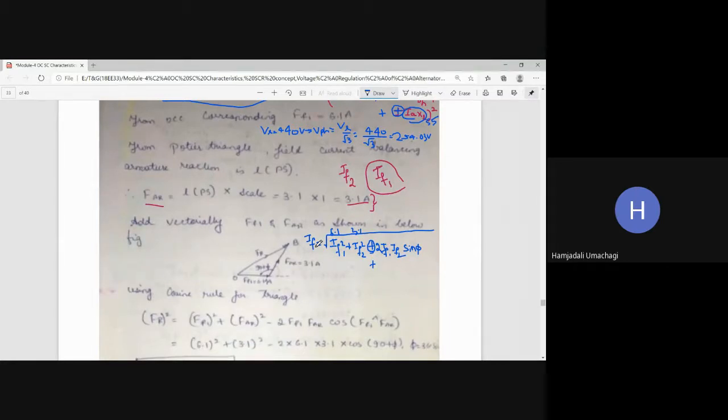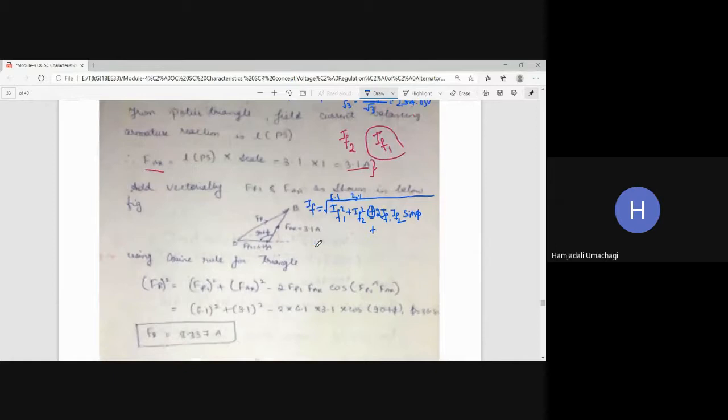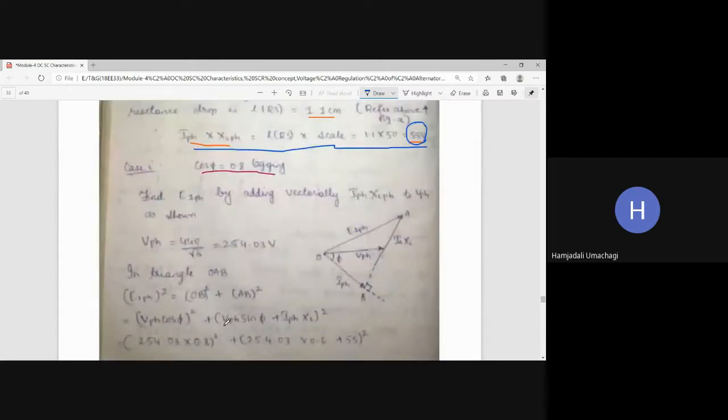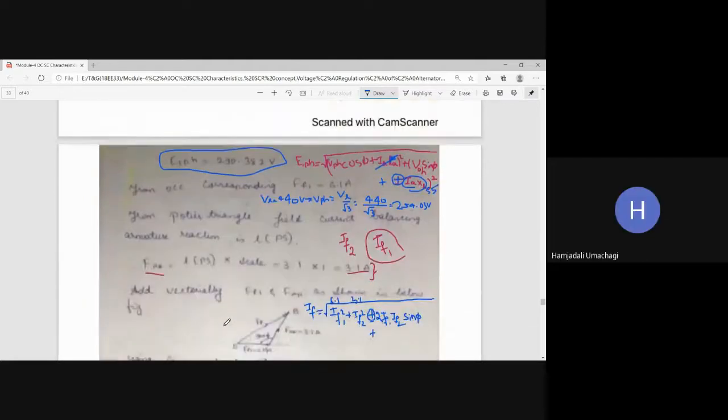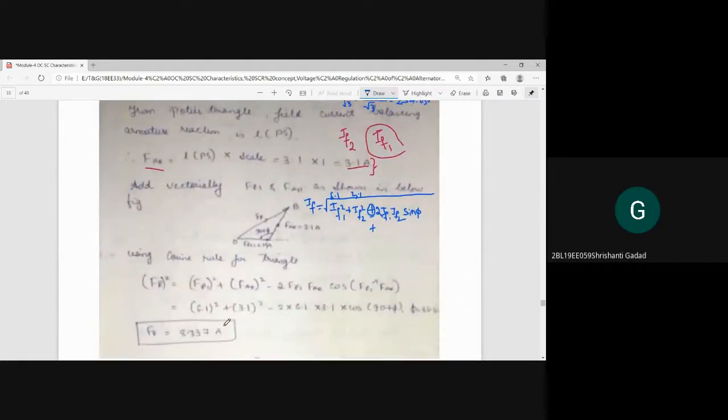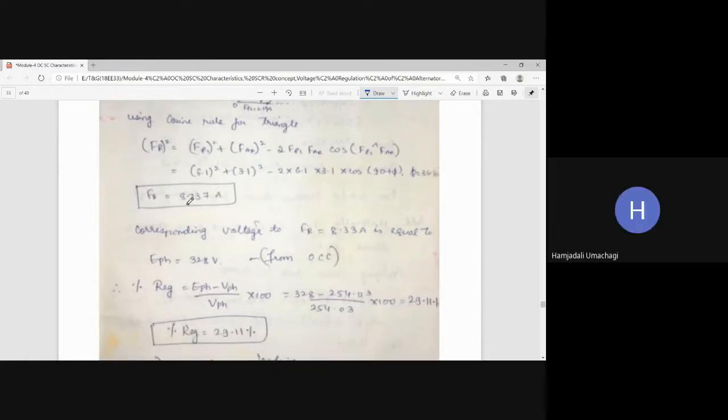What is the resultant IF value? Here in the textbook they have used a formula which is very complicated to remember, and this is a very simple formula. Yes, sir, the answer is 8.337.